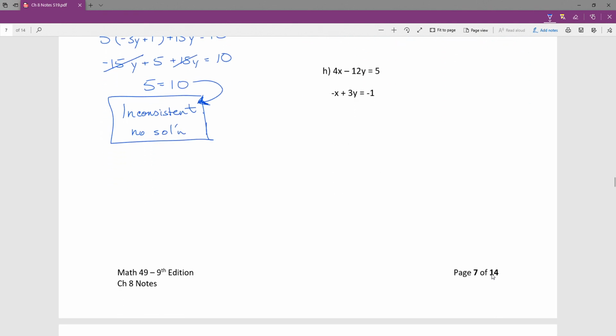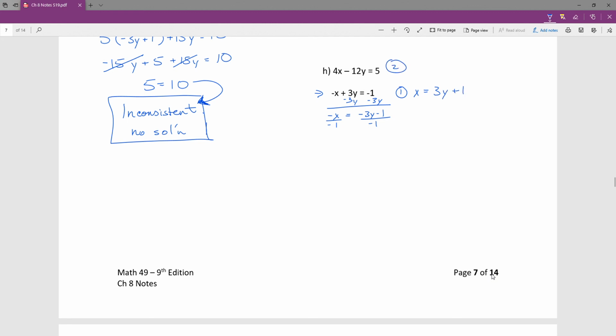So the last one here, there's definitely some work to do with this. I don't have either one of these solved for one of the variables. So I'm going to choose this second equation down here, and I'm going to solve it for x. And it might take me a couple steps to get to there. I'll start by subtracting 3y on both sides. So I get that negative x equaling negative 3y minus 1. Then dividing by negative 1 on both sides, I get my real equation 1 that I'm going to be using, that x equals 3y plus 1.